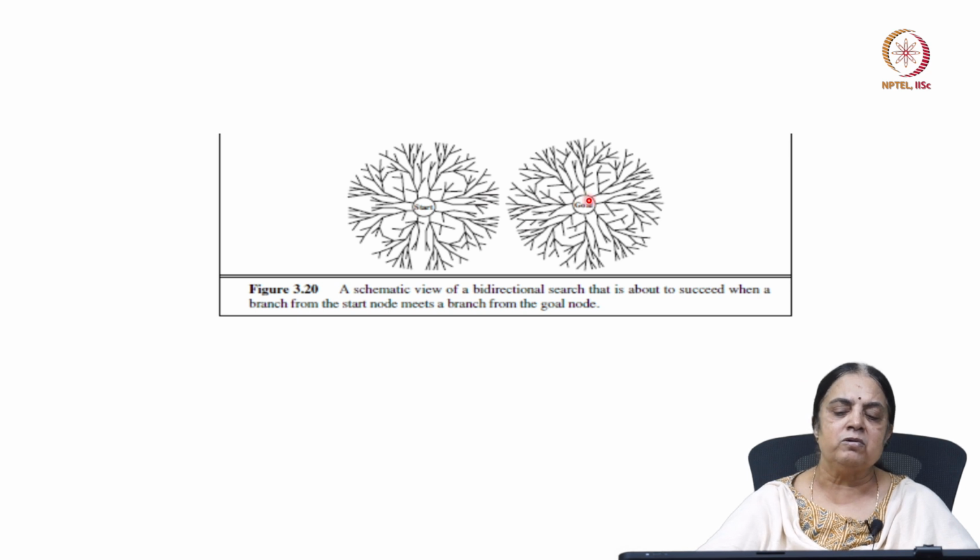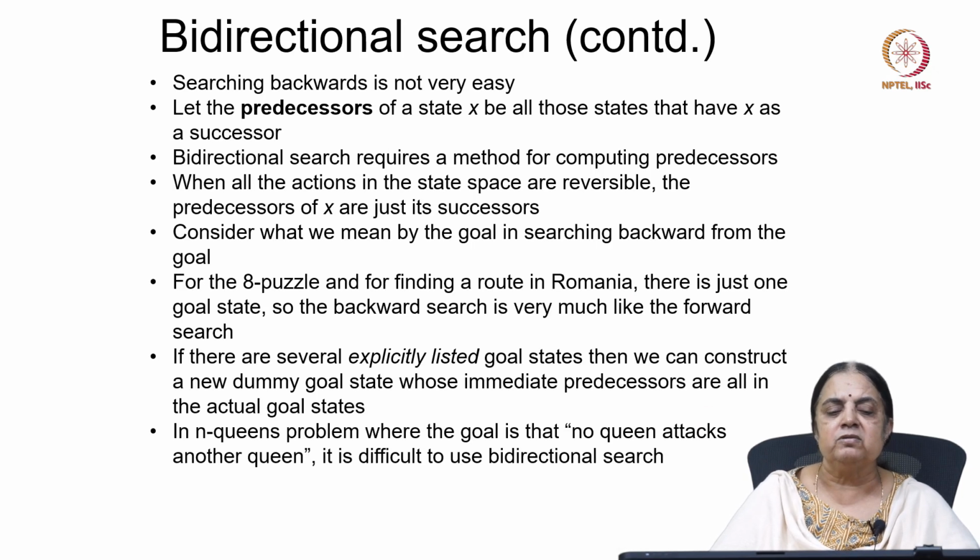This is your goal state and this is your start state. Then if you come till somewhere here and they are able to meet each other, then you can go from here backwards like this, and from here you can go backwards like this, and find the entire path from here to here. That's what we mean by bidirectional search.